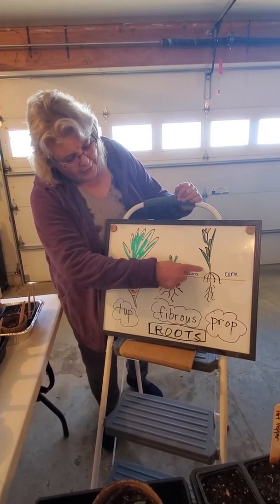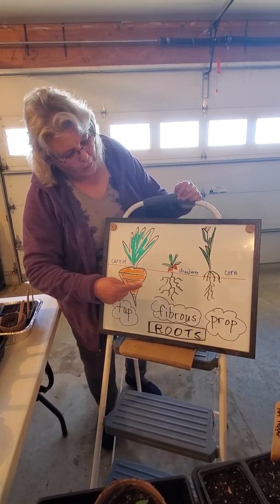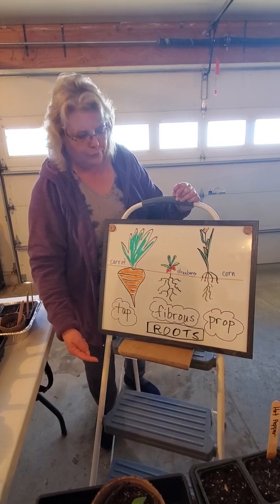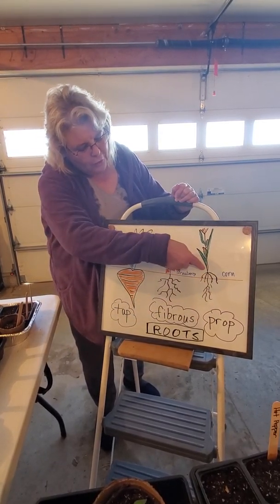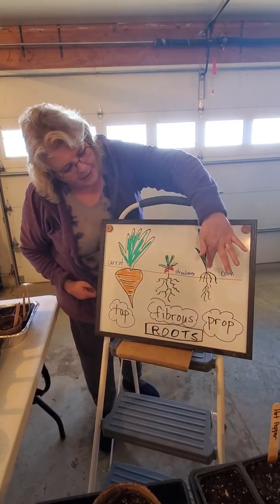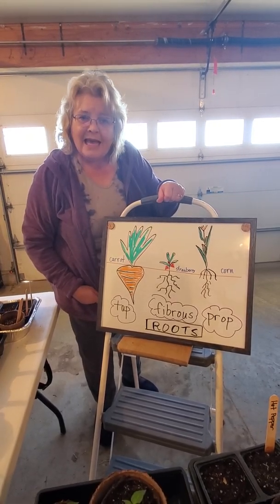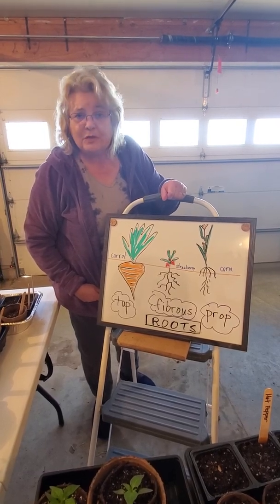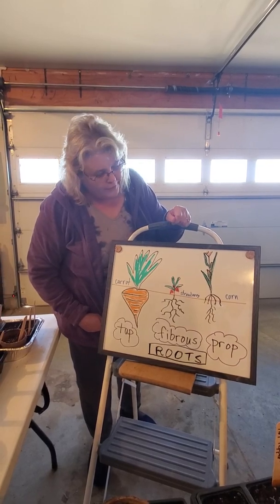Now, if you look over here, this one is supposed to be corn. With corn, they actually have something that's called a prop root. They not only have the fibrous root down here, but notice this root, it comes out and it just holds it up. It props it up. There are also certain types of trees in rainforests that have that same type of root, and some swamps. So I'll put on a video so you can see some other prop roots.